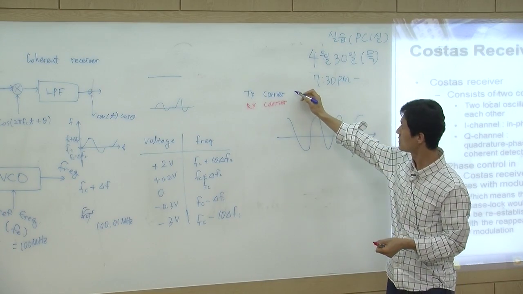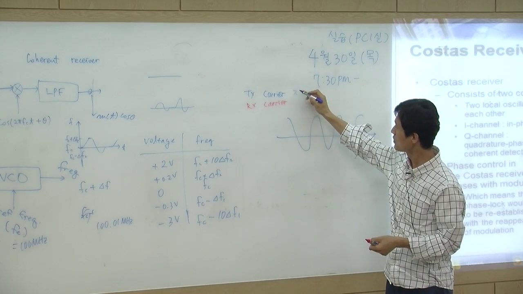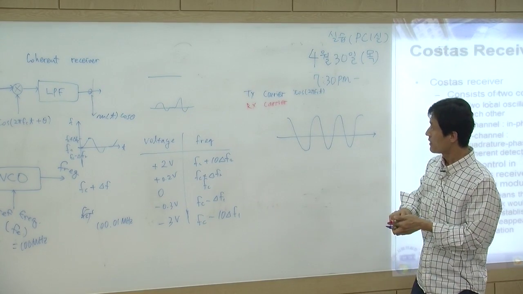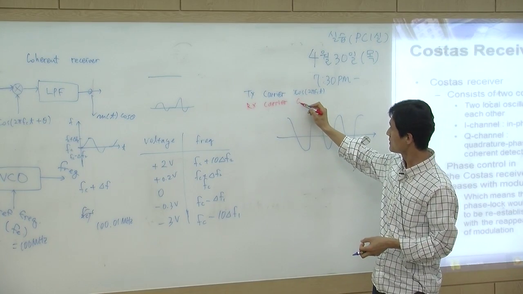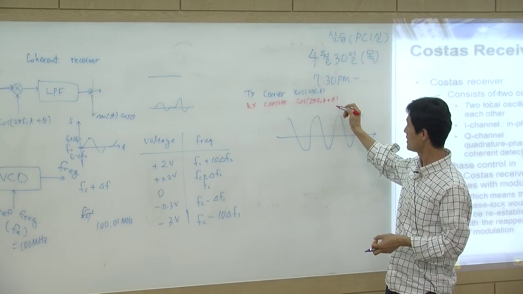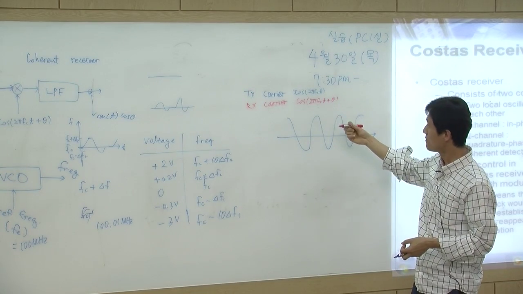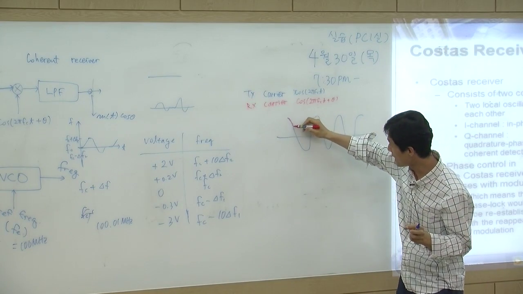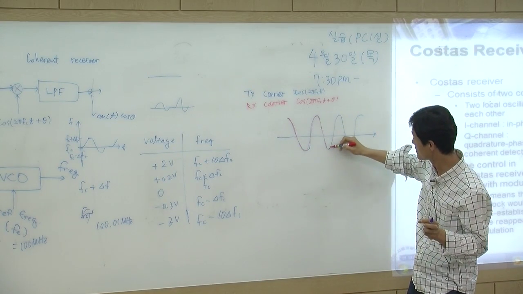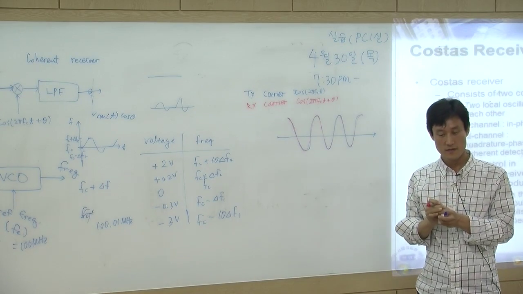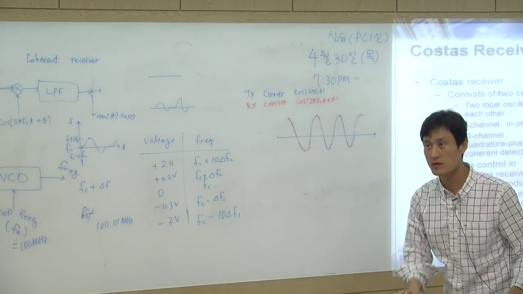This one is cosine 2 pi FCT. And the RX carrier is again 2 pi FCT plus theta, some phase difference. But if theta equals 0, that means it's perfectly matched, like this, because the phase is matched, right? That is the case of coherent.